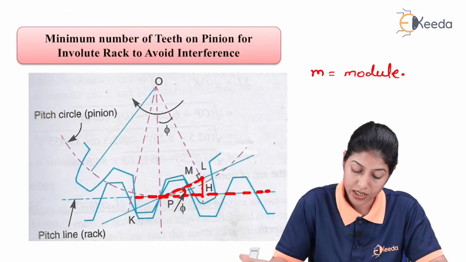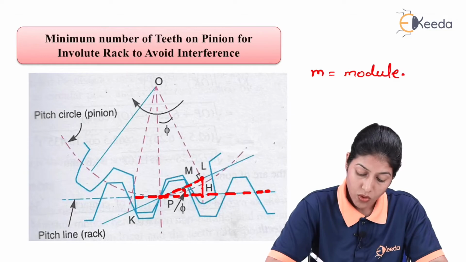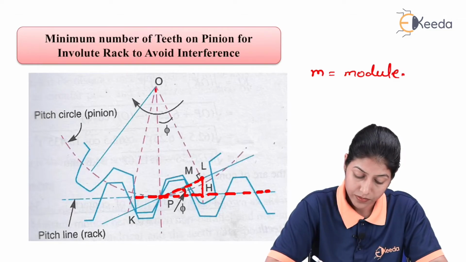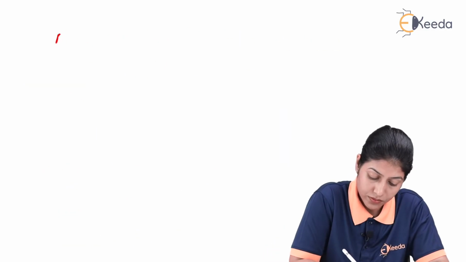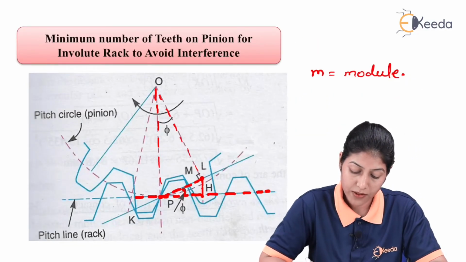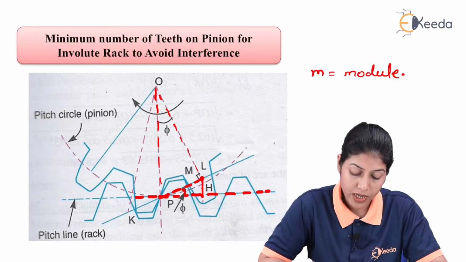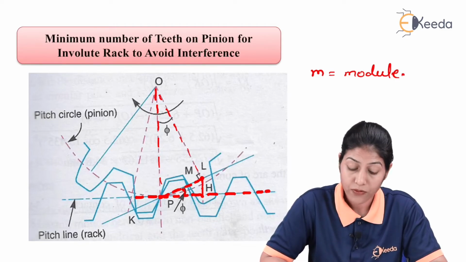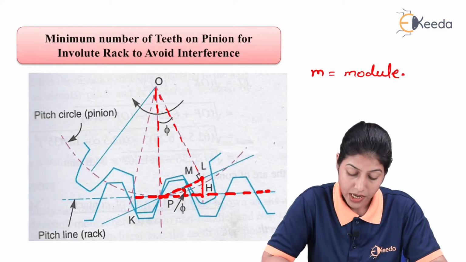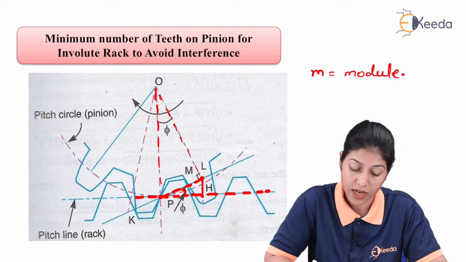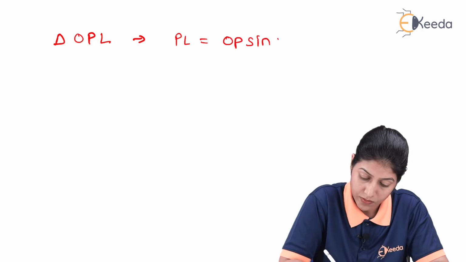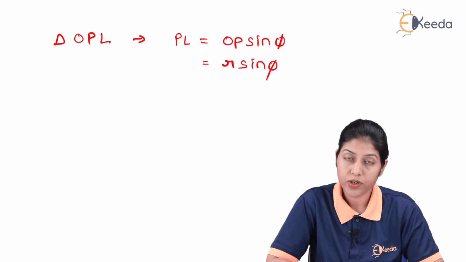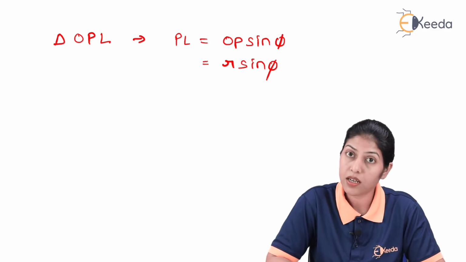Now let's take another triangle, the triangle OPL. This is a right angle triangle. From this we can define the value of PL. So PL will be OP sin phi, where OP is the radius of the pitch circle. This angle represents the angle of obliquity or pressure angle, and OP is denoted by small r, so PL will be R sin phi.